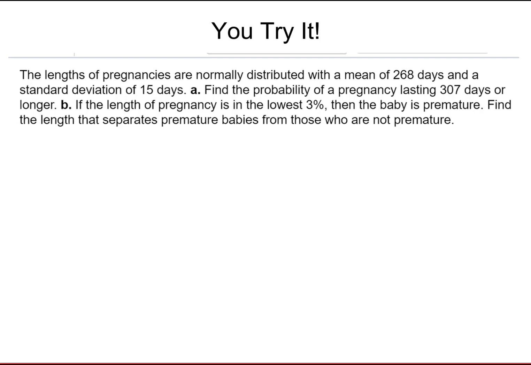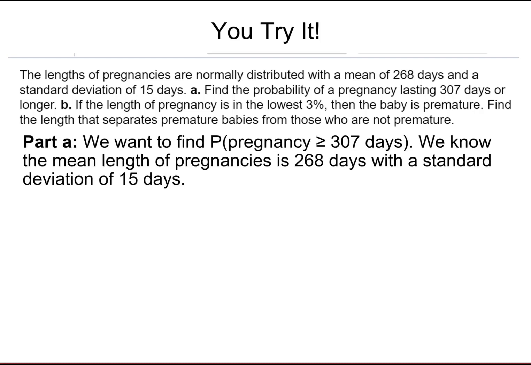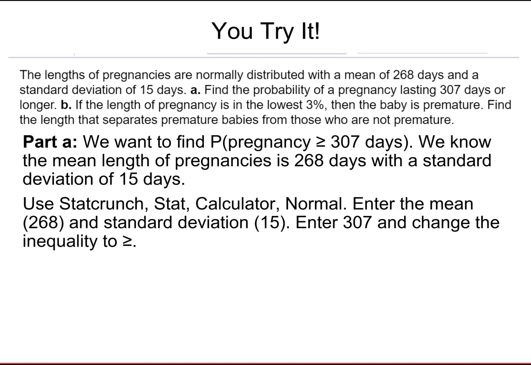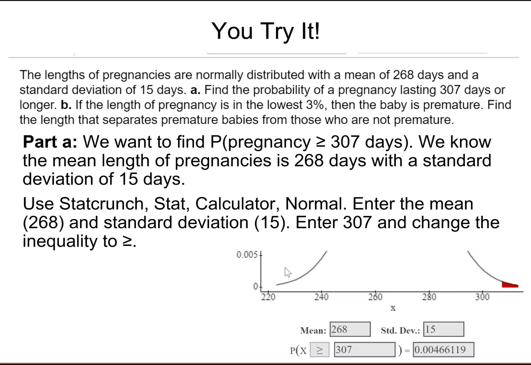The length of pregnancies are normally distributed with a mean of 268 days and a standard deviation of 15 days. Two parts. Part A, find the probability of a pregnancy lasting 307 days or longer. Okay, so here's what we want to find. Probability of pregnancy is greater than or equal to 307, and we have a mean of 268 and a standard deviation of 15. So again, I'm going to use my tool. I put in the 268 and the 15, and I put in greater than or equal to 307, and so very few pregnancies are going to be greater than 307 days, which is 0.0047 is that probability.